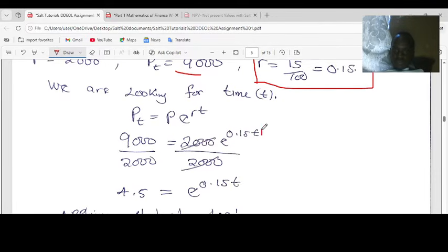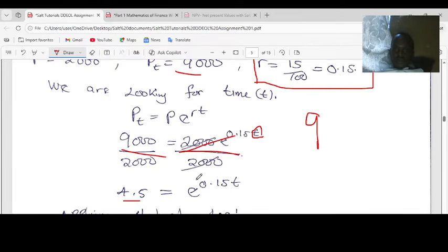We are looking for the time taken here. So this becomes an equation: 9,000 equals 2,000 e to the power 0.15t. For me to find this t, which is in the power, that's why we divide both sides by 2,000. After replacing, this and this go, and this will remain. This side, 9,000 divided by 2,000 is 4.5. This side, after we delete, we just remain with e to the power 0.15t.